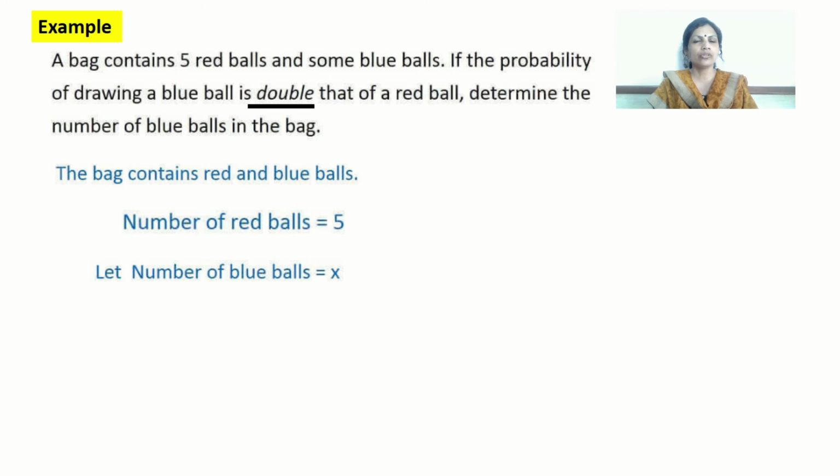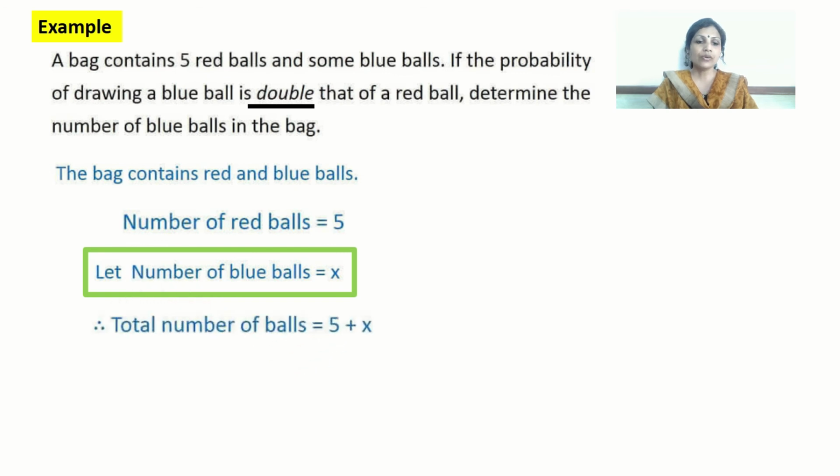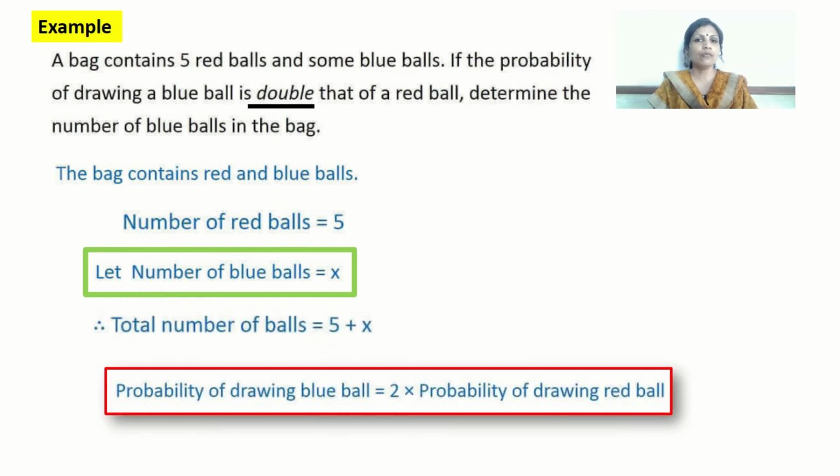The bag contains both red and blue balls. Number of red balls are given to us, that is 5. Since they said some blue balls, we'll consider number of blue balls as X. One thing is here that total number of balls. Now, because for finding the probability we need to know total number of balls. So we'll write total number of balls as 5 plus X. One thing is given to us, that probability of drawing blue ball is equal to 2 into probability of drawing red ball. And this is the statement which is given to us, and with the help of this we can find the answer for this sum.